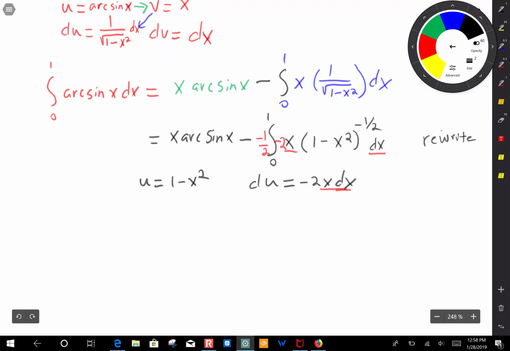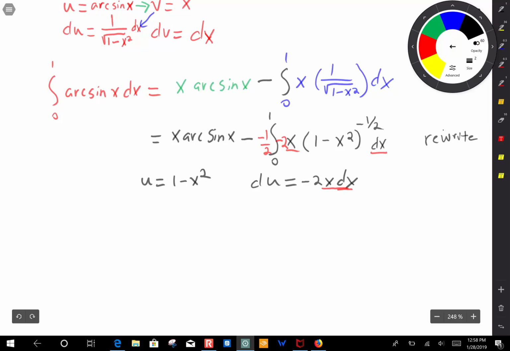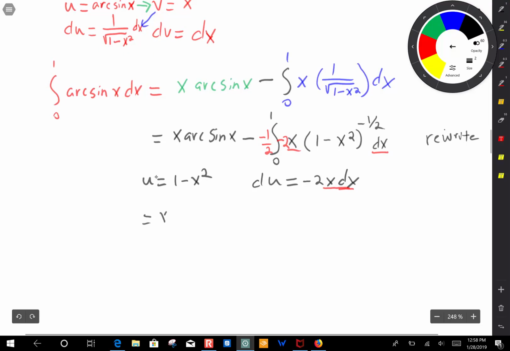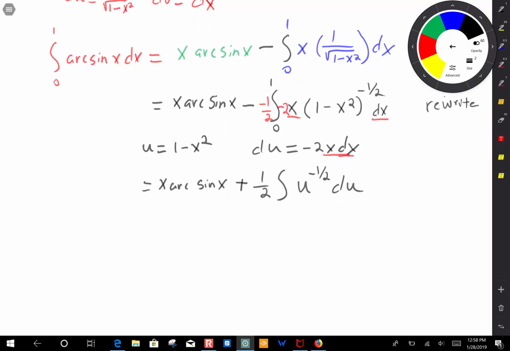Okay, so then I'm going to rewrite. It's going to be equal to x arc sine x plus 1/2 times the integral, and then we're going to do our u substitution. It's going to be u to the negative 1/2 du. Okay. Well, what is the integral? So that's u substitution.